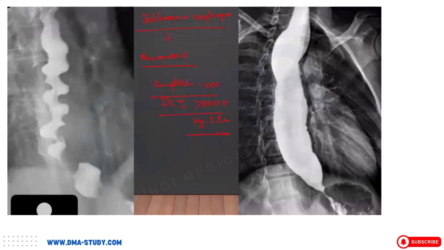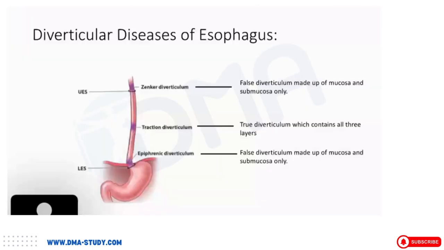So with this, we completed the motility disorders of your esophagus. Achalasia cardia, DES, and jackhammer esophagus we have done. Clear? Shall I move on to the next? Okay. Next is the diverticular diseases. Speaking about diverticular diseases, we have an upper, a mid, and a lower. The upper is also called the pharyngoesophageal one, which is also called Zenker's diverticulum.